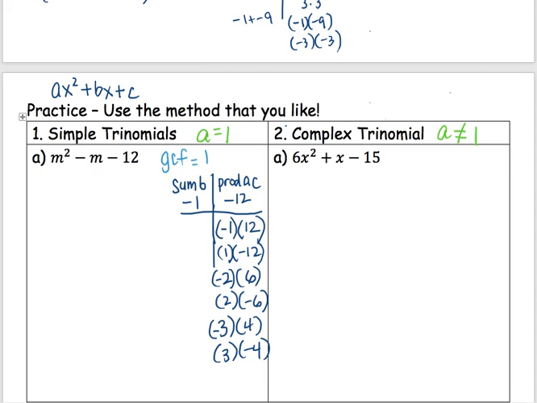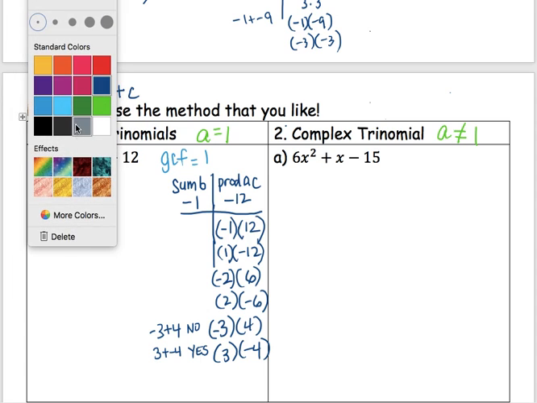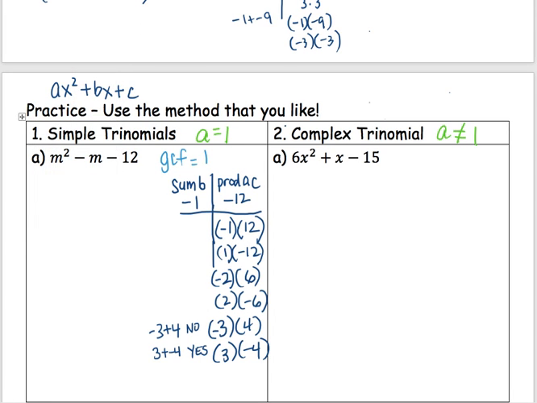So if you look at the first pair, -3 and 4, if you were to add those, that's not going to make -1, so that's no. But if you take the other one, 3 plus -4, yes, that will work. That's going to get you to what you need. So those are the pair of numbers that you need there.